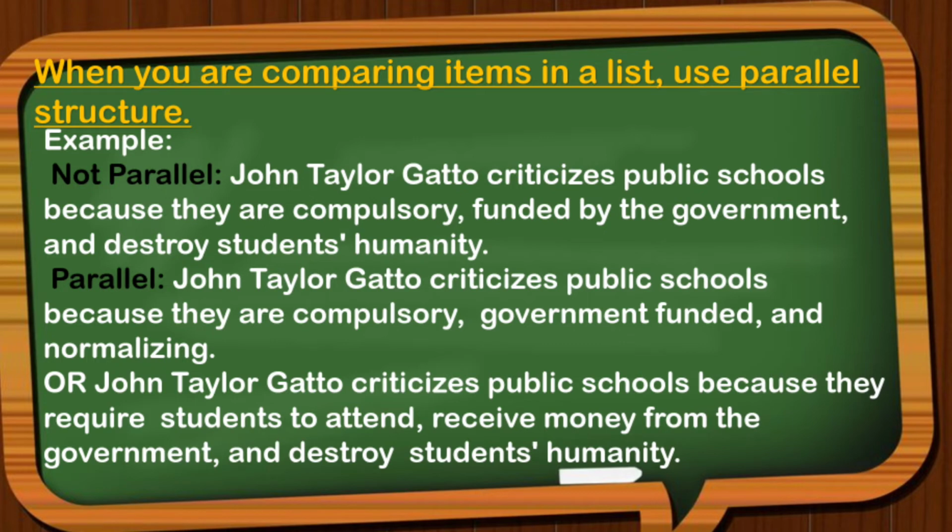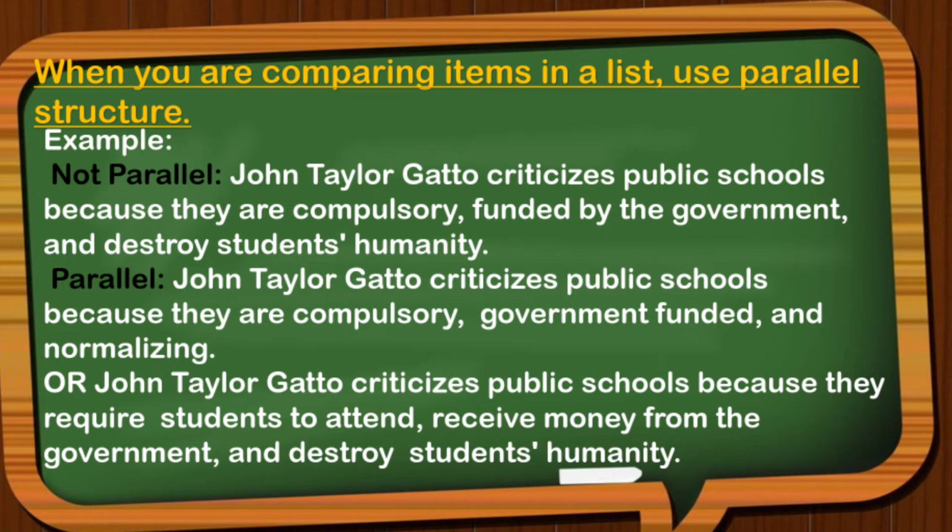Or: John Taylor Gatto criticizes public schools because they require students to attend, require money from the government, and destroy students' humanity. If you still want to use destroy students' humanity, we must change the form or use of words of the government funded and compulsory. So: require the students to attend, receive money from the government, and then destroy students' humanity. So now it's already parallel structure.